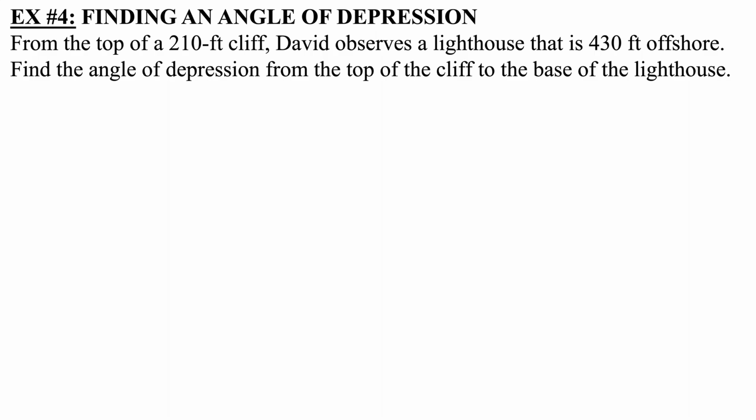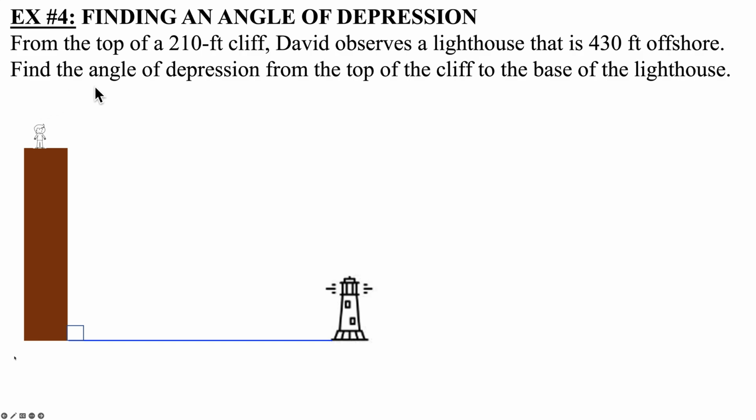Example 4, finding an angle of depression. Mark this one down as a sneaky question. These are always sneaky. You got to be careful. From the top of a 210-foot cliff, David observes a lighthouse that is 430 feet offshore. Find the angle of depression from the top of the cliff to the base of the lighthouse. So here's David at the top of the cliff. Notice he's not at the edge because his line of sight has to hit the corner of the cliff. So he sees straight down to the base of our lighthouse. This is my theta angle right here.